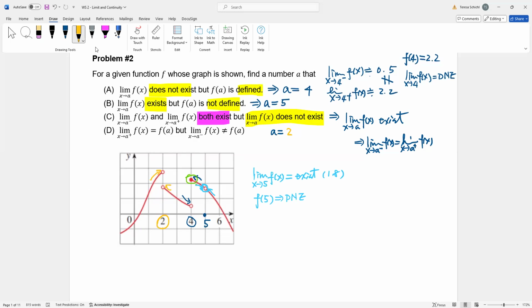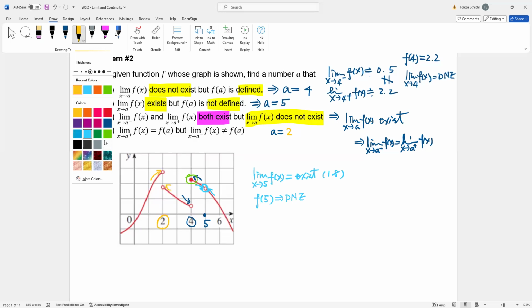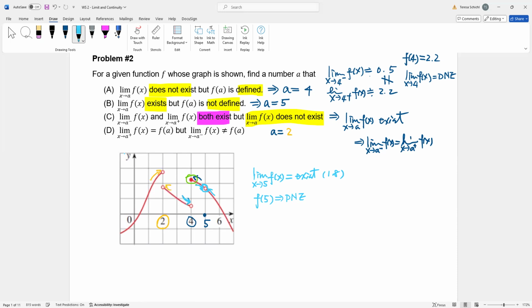Then I have another one here. What is the other one? My other one is this one, right? Because here, I approach from the left, going to approach this number. I approach from the right, going to approach this number. So both the right limit and the left limit exist, but they are not equal. So the limit does not exist. So it's A equal to 2 and 4.